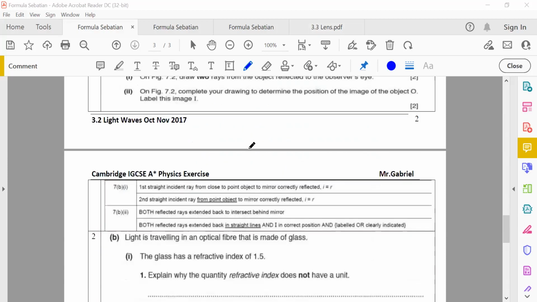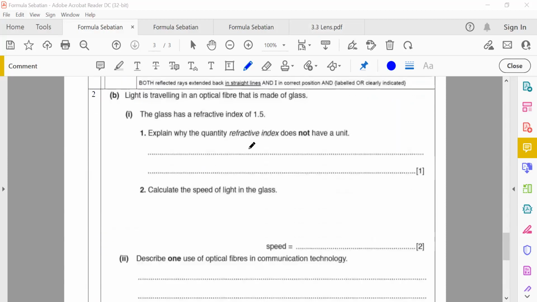Okay. Anyways, yeah, moving on to the next part here. Light is traveling in an optical fiber that is made of glass. The glass has a refractive index of 1.5. First and foremost, you identify this information. Explain why the quantity refractive index does not have a unit.